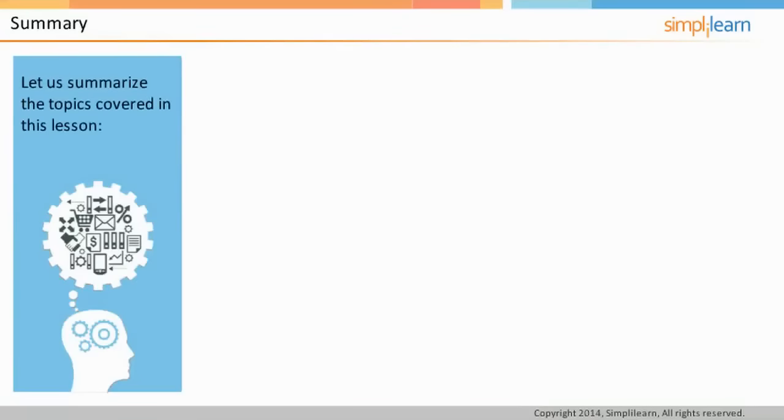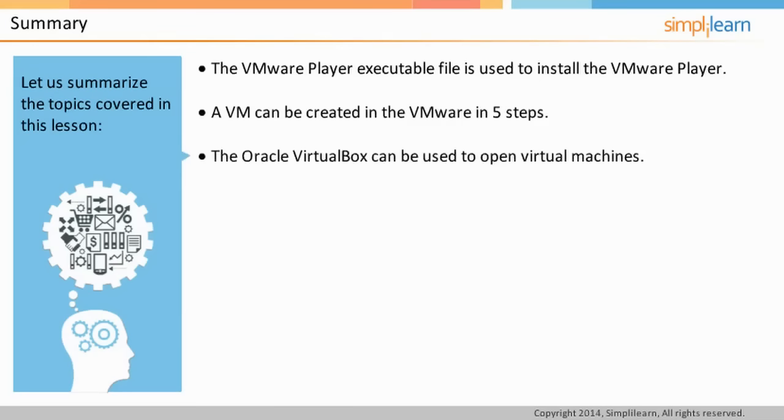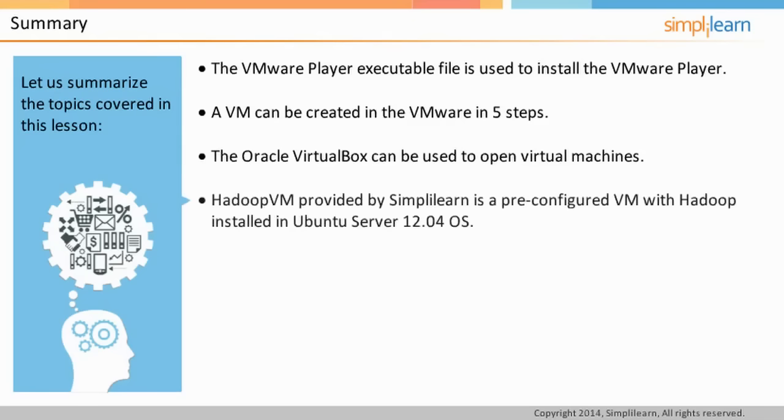Let us summarize the topics covered in this lesson. The VMPlayer executable file is used to install the VMPlayer. A VM can be created in the VMware in 5 steps. The Oracle VirtualBox can be used to open virtual machines. Hadoop VM provided by Simplilearn is a pre-configured VM with Hadoop installed in Ubuntu Server 12.04 OS.